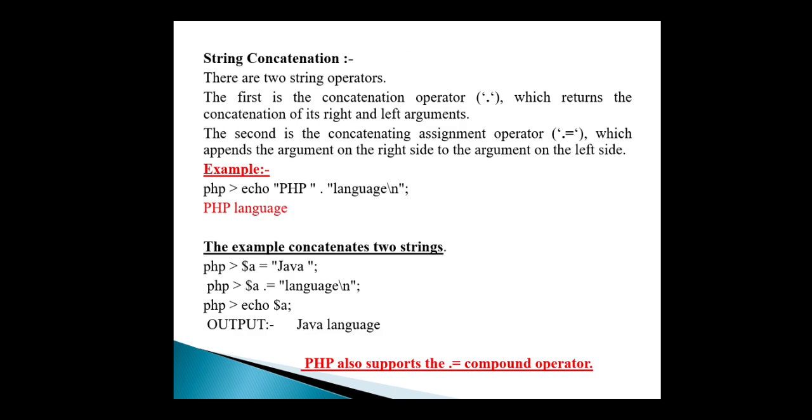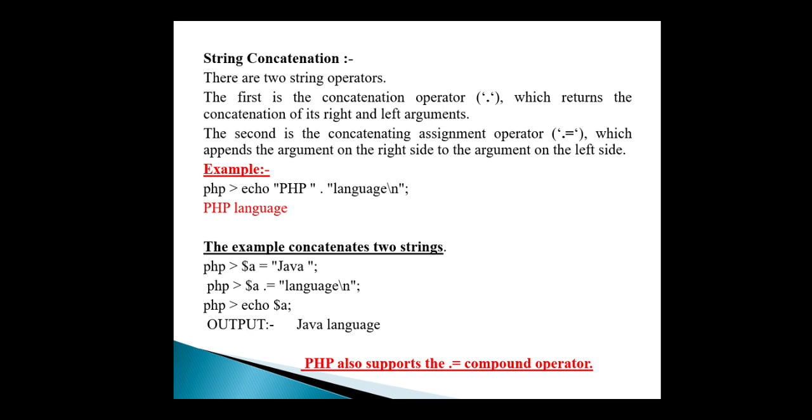Next we can look into string concatenation. There are two string operators. The first one is the concatenation operator, which returns the concatenation of its right and left arguments. So the concatenation operator I have discussed in the first class, right? The dot operator, how we are using the dot and how we can access those values. So here also we can see those examples.